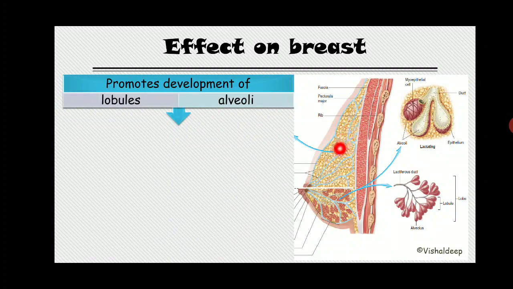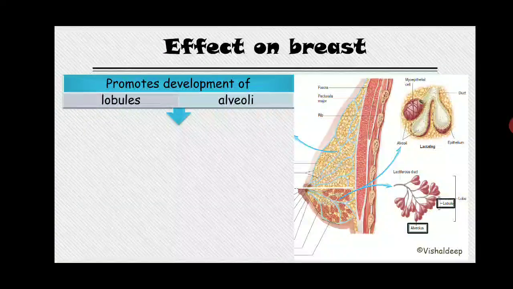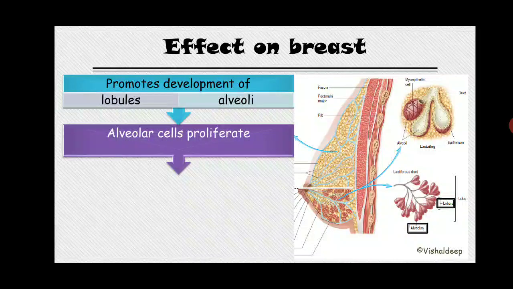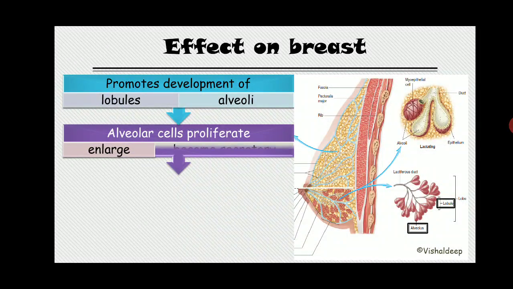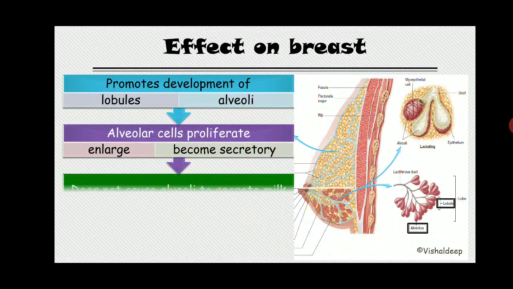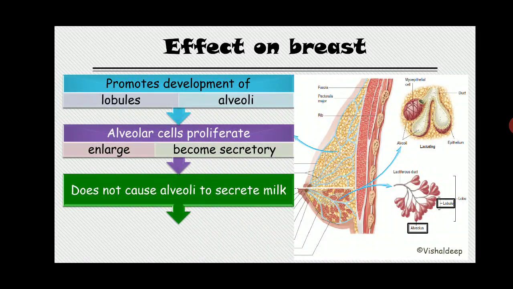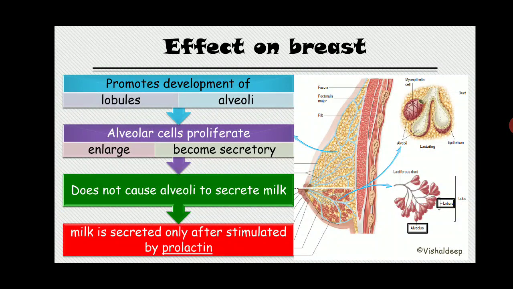And the deposition of fat is done by estrogen. So estrogen will do two things: deposition of fat and development of the duct. Progesterone will do two things: it will develop the lobules and alveoli. These are the lobules and alveoli. So alveolar cells will proliferate, become enlarged and become secretory, but it does not cause alveoli to secrete milk. Milk secretion is only and only stimulated by prolactin. Remember that. Now effect on internal genitalia.